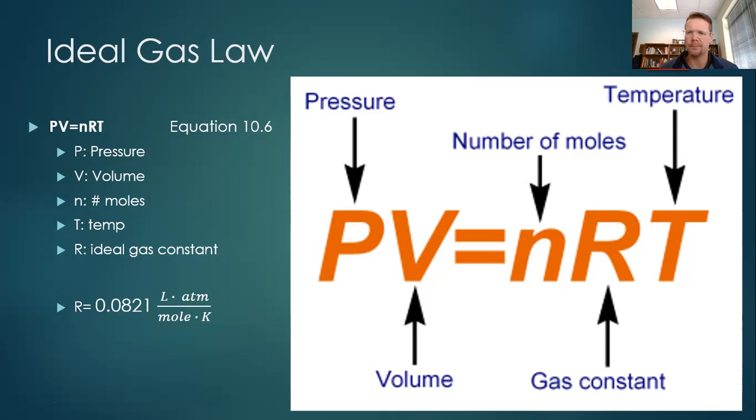I'm going to move my picture here, so you can see the whole formula. Pressure times volume equals the number of moles times the gas constant. Again, that's 0.0821 liters times atmospheres over moles times Kelvin, times the temperature. That's a law, along with the combined gas law and equation 10.1, which was pressure equals force over area. Those three equations are probably the three most important ones you want to know right now for testing purposes.